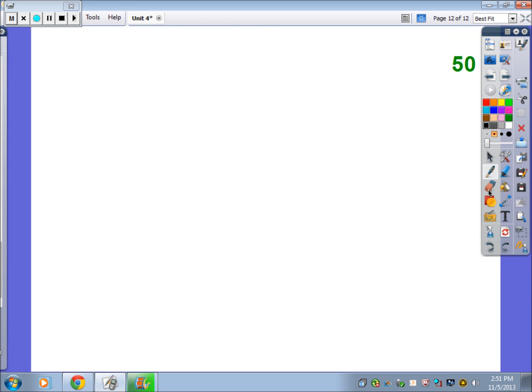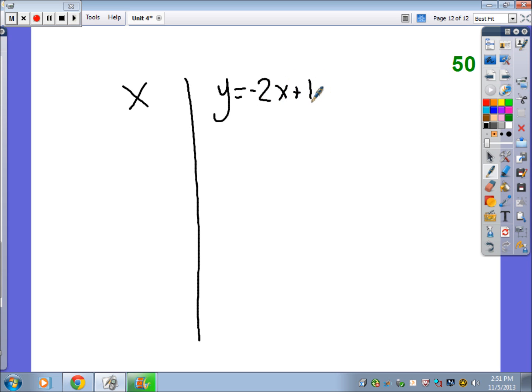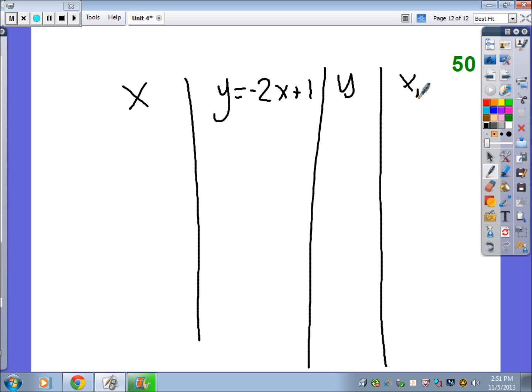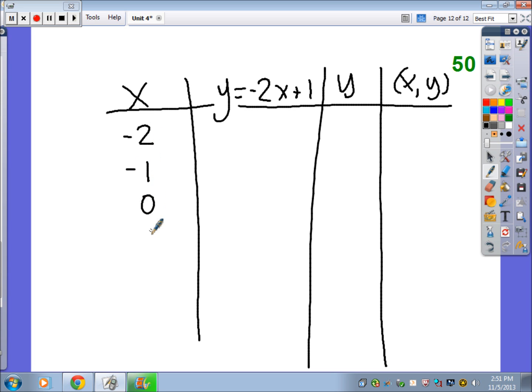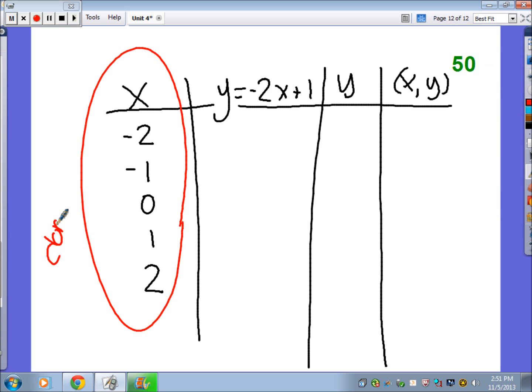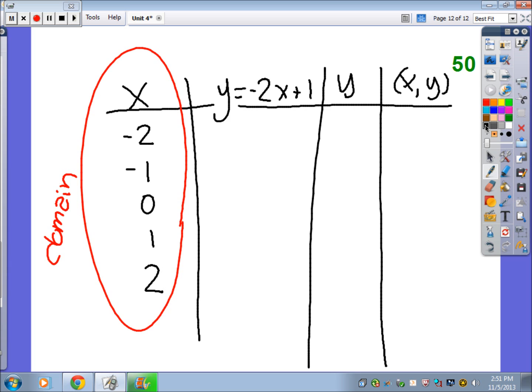Example is going to have x, and we'll draw a line down. We're going to write the function y equals negative 2x plus 1. We're going to give ourselves a y, and then we're going to give ourselves our ordered pair, x, y. This should look kind of familiar from last year. I'm going to give you your x's: negative 2, negative 1, 0, 1, and 2. This whole thing is our domain. So then we're going to fill it in.